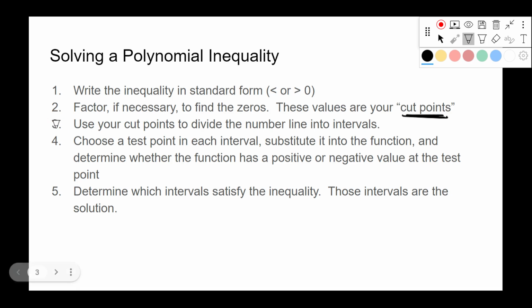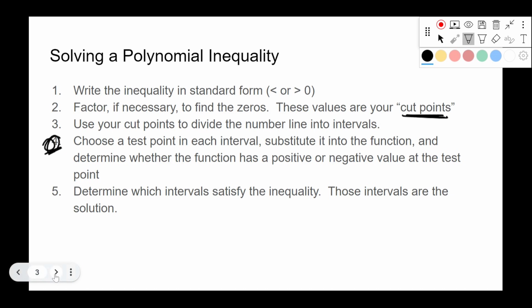You're going to use your cut points to divide the number line into intervals. We're going to choose a test point in each interval, substitute it into the function, and determine whether or not the function has a positive or negative value at the test point. So this is the big thing. We're going to do this in just a minute. I promise you it's much easier to do than it is to write. And then we're going to determine which intervals satisfy the inequality. Those intervals are the solution to the inequality.